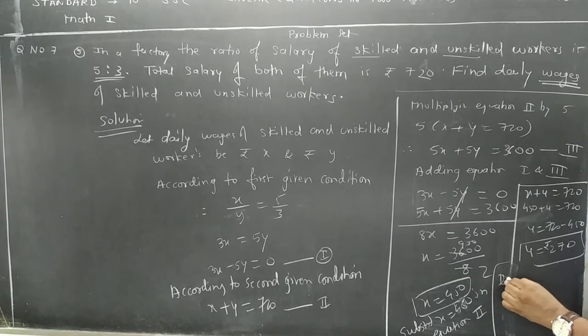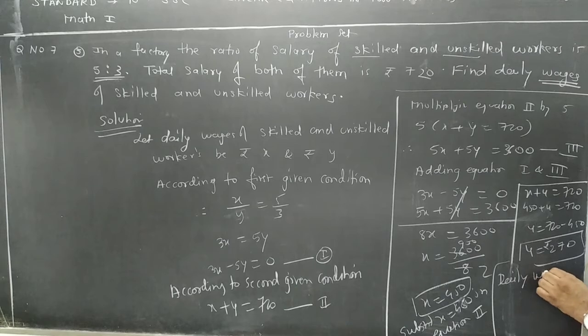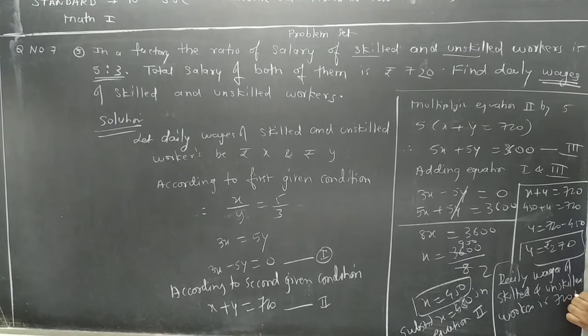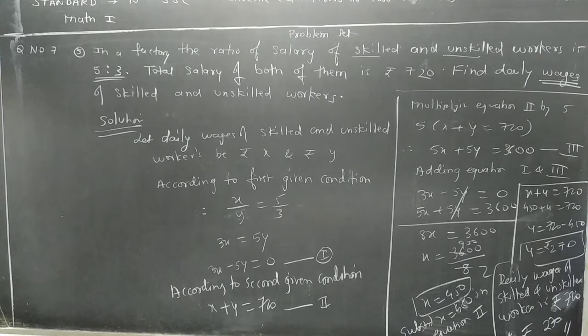Daily wages of skilled and unskilled worker is 720 rupees, rupees 720 and rupees 270. Is your final answer?